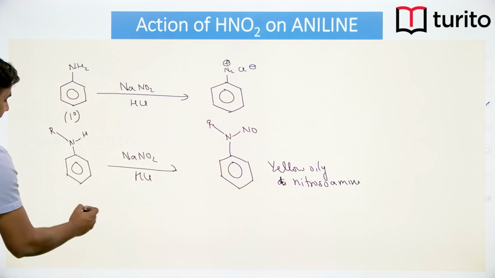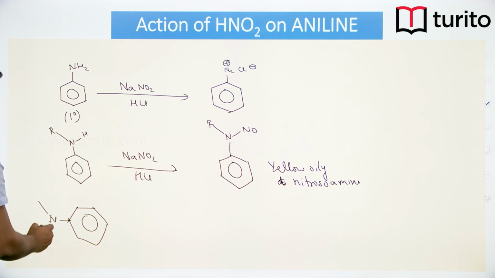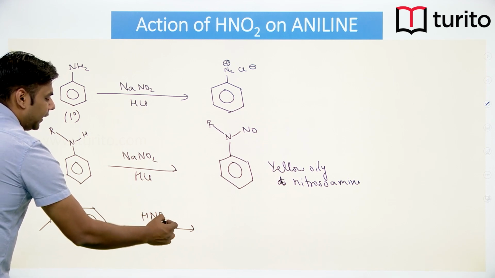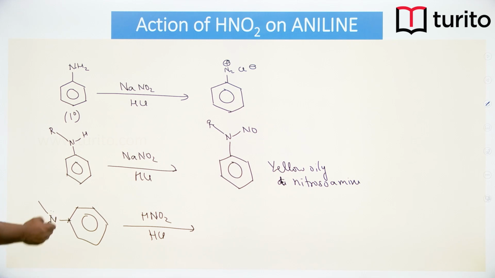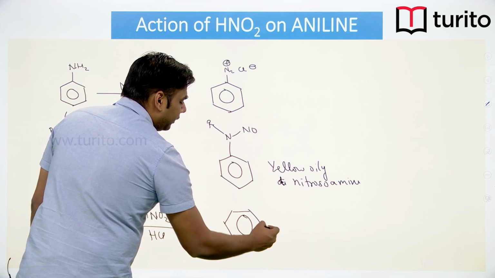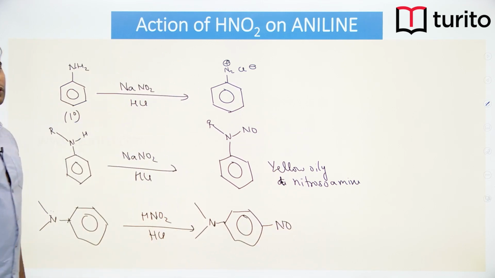Now if you take a 3-degree amine, a 3-degree aliphatic amine was forming a quaternary salt, but if you take a 3-degree aromatic amine, in this case NO plus would come out, and because nitrogen is a strong electron releasing and activating group, it will activate the benzene ring for the EAS reaction. The NO would go and occupy the para position. So an EAS reaction would occur in this.